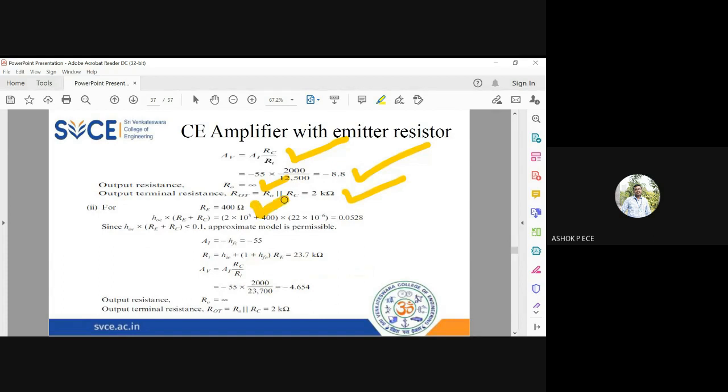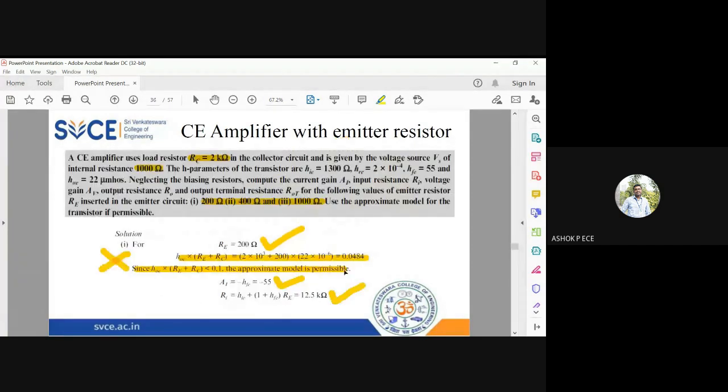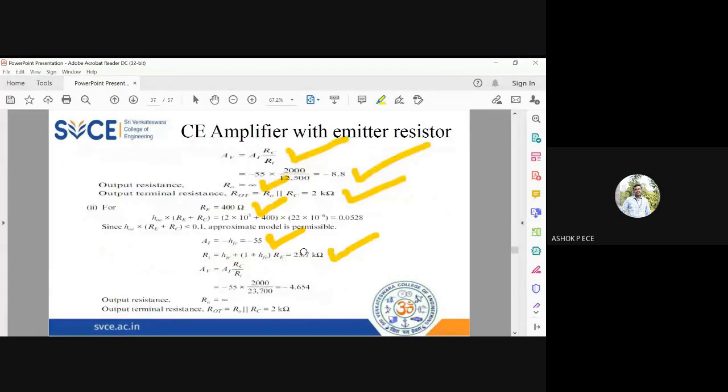So when RE equals 400, current gain is going to be the same. Input resistance will be even more increased because my RE value was 200 initially. Now it has doubled. So input resistance will also be almost doubled. 12.5, it has become 24. Almost doubled. Voltage gain, you see, it is reducing, as we have seen in the expression, right? When you increase RE, the voltage gain will reduce. If RE is increased, stability will be very good, but it will be reflected in the voltage gain of your amplifier.